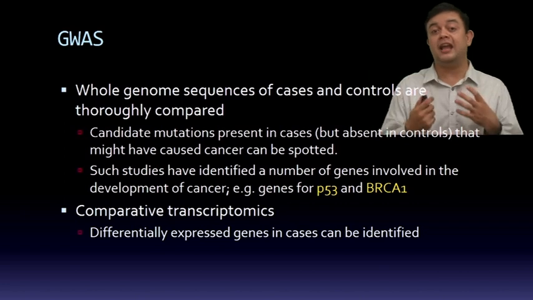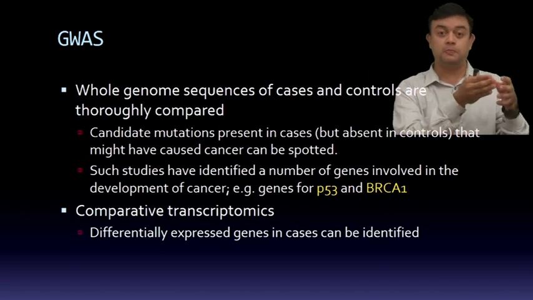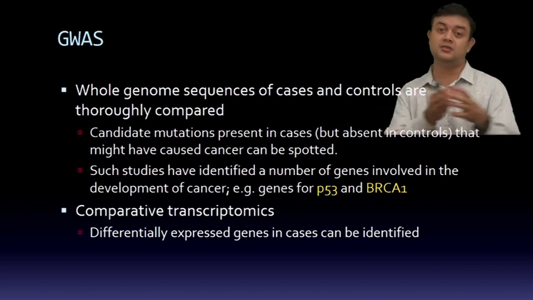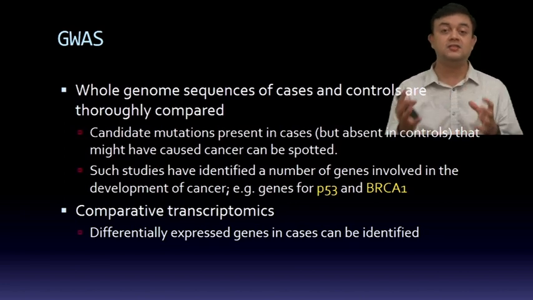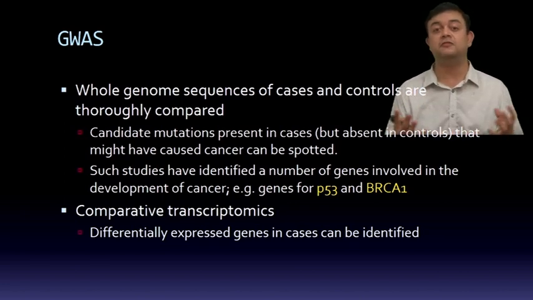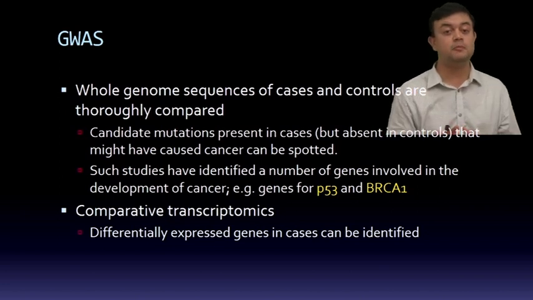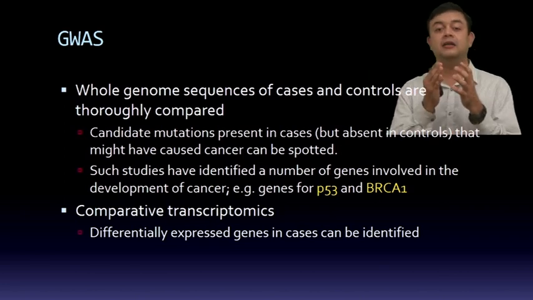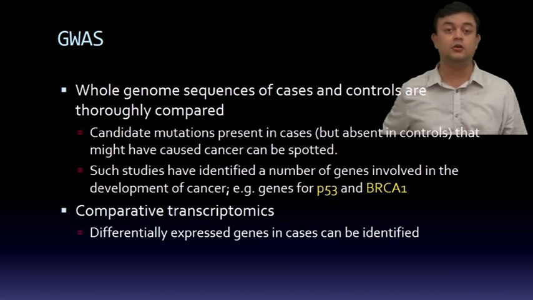And if you want to do the expression analysis, for example, certain genes that are expressed only in the cases while not expressed in the controls, for example, oncogenes, or the cancer causing genes, all these things you can do with comparative transcriptomics. So comparative transcriptomics is about differentially expressed genes in cases that can be identified. So all these are examples of the case control study.